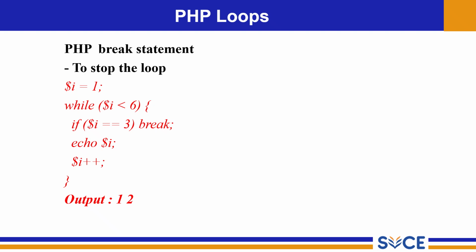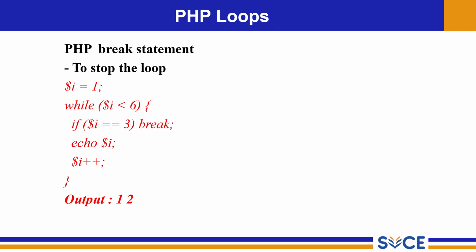Now we will see about the break statement. The break statement in PHP is a control structure used to terminate the execution of the current loop or switch statement. When break is encountered, the program immediately exits the enclosing loop or switch block and continues execution at the statement immediately following the terminated structure.